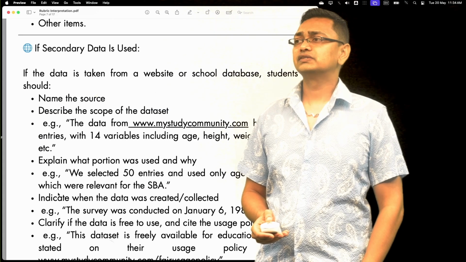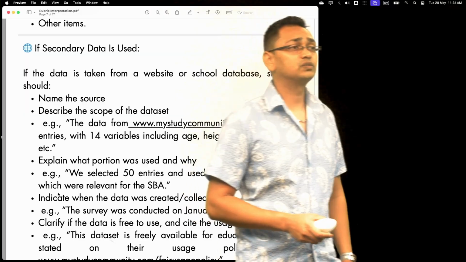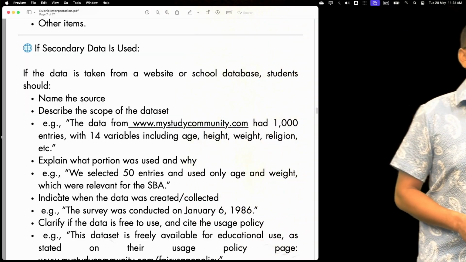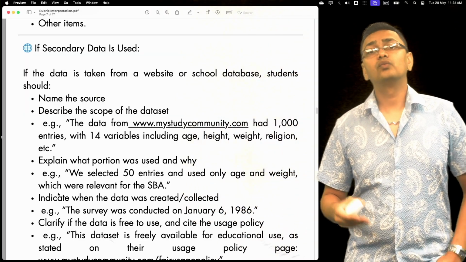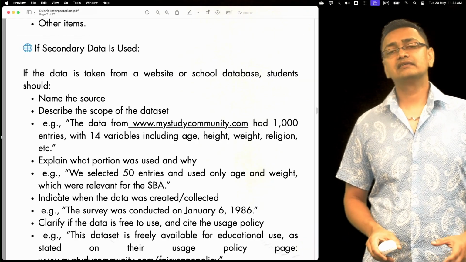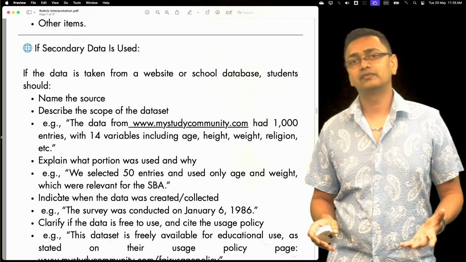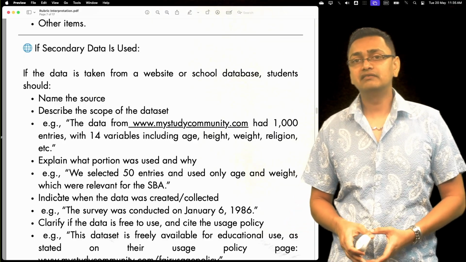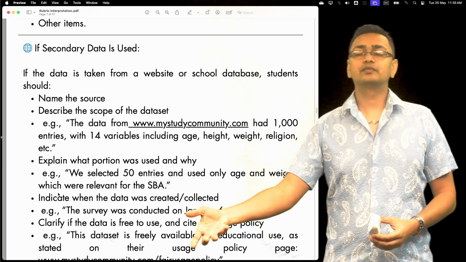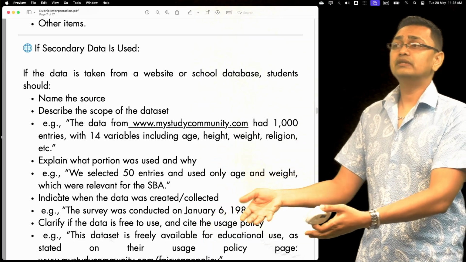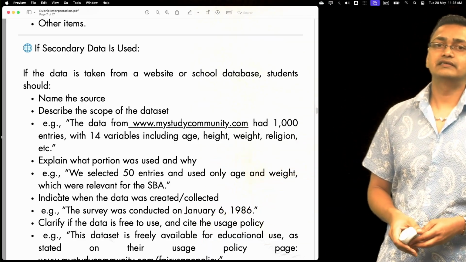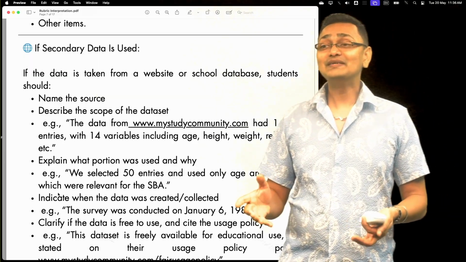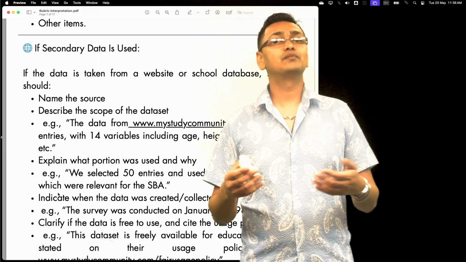Secondary data. So this is an important one. So if the SBA uses secondary data, what is secondary data? Secondary data is data that you did not obtain yourself. You didn't go and run the experiments and collect the data. You actually get the data from somebody else who did the experiment. That's secondary data. All right, so when you're dealing with secondary information, you need to give some more information about it.